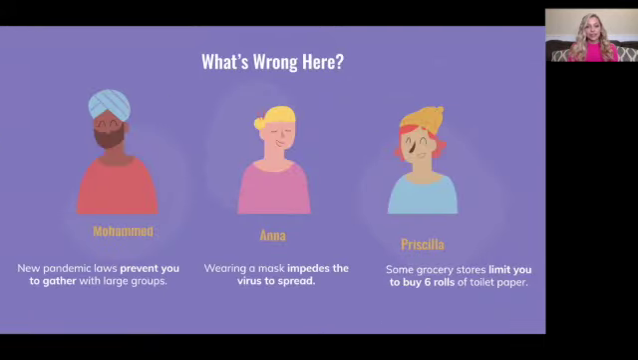So I want you to look at these sentences and think about what might be wrong with them. Mohammed says, new pandemic laws prevent you to gather with large groups. Anna says, wearing a mask impedes the virus to spread. And Priscilla says, some grocery stores limit you to buy 6 rolls of toilet paper. So what do you think is wrong here?